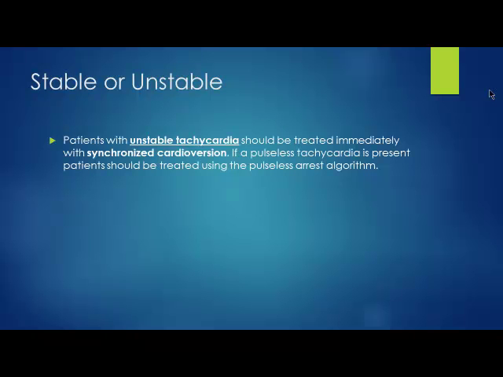What if it is a wide complex? What's going to constitute wide complex? All right, VTAC, things like that. QRS that's greater than 0.12. And remember, you can have a pulse with VTAC, right? We decide they are hypoperfused. We're going to synchronize cardiovert at a rate of what? All right, wide regular for synchronized is 100. I would for sure know those.